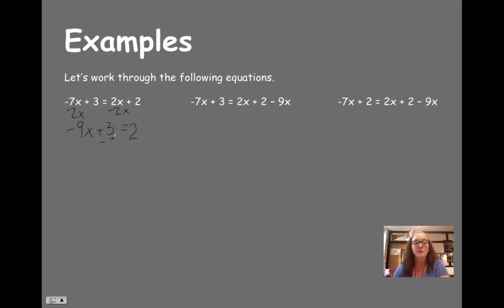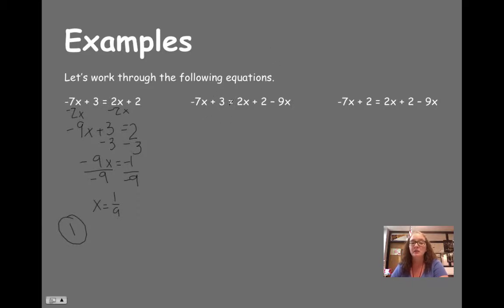I want to do the inverse operation here and subtract 3 from both sides. Now I have -9x equals -1. I want the x by itself, so I want to divide by -9 on both sides. And I get a solution of x equals 1/9. I have one distinct solution for my value of x, so I have one solution for this equation.